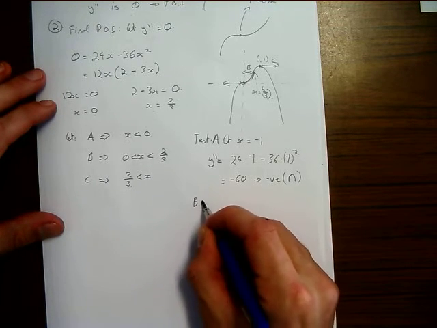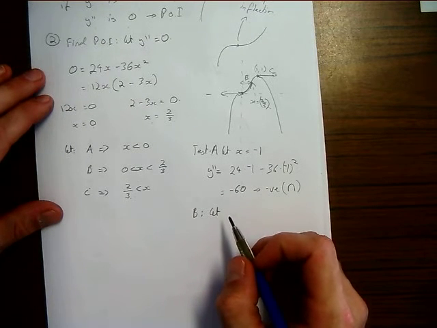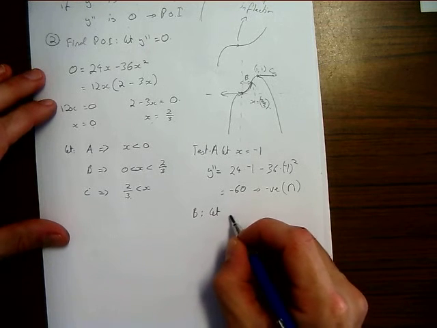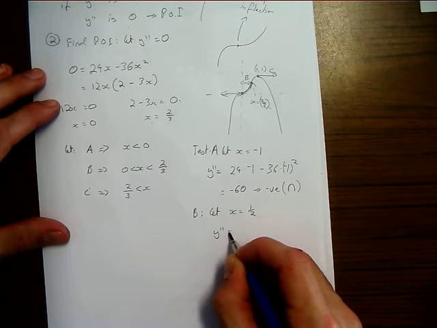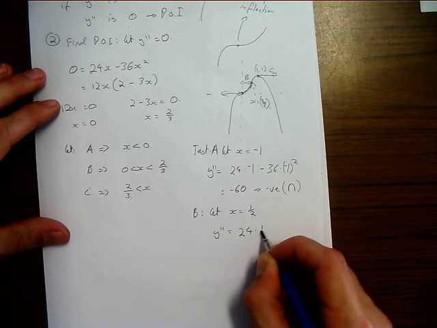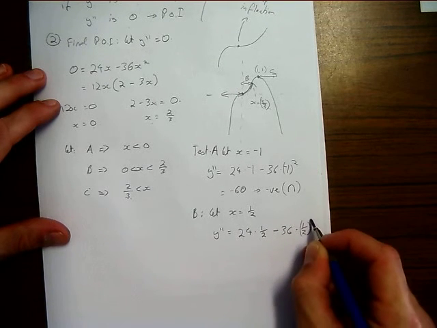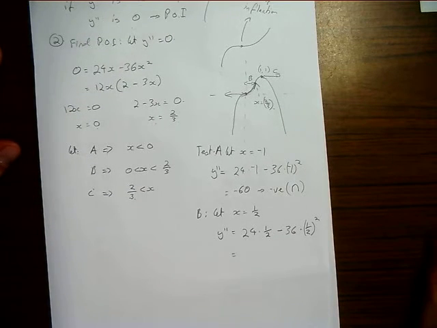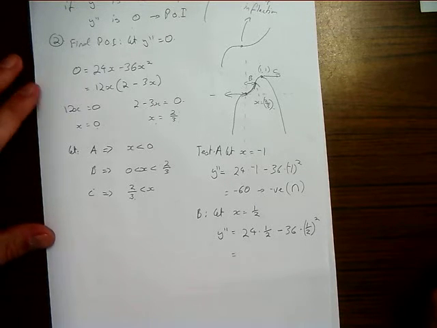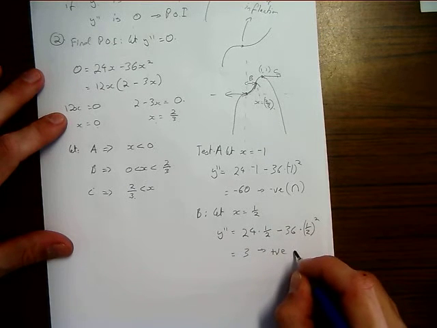Let's do B. What number could I pick in B? Could pick a half, that's going to be probably the easiest one. Let x equal a half. y double dash is 24 times a half, take 36 times a half squared. So that's 12 take, what's a quarter of 36? That would be 9. 12 take 9 would be 3, so 3. So that's positive, so I have what? Concave up.